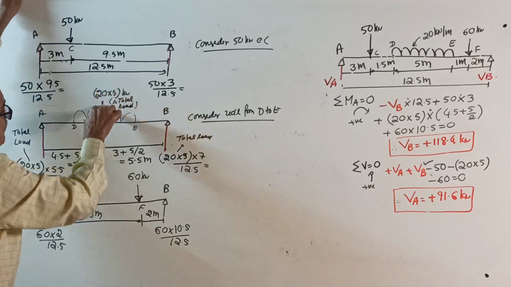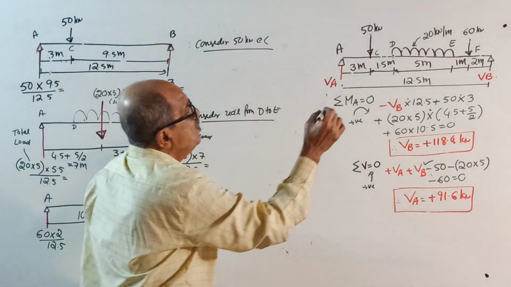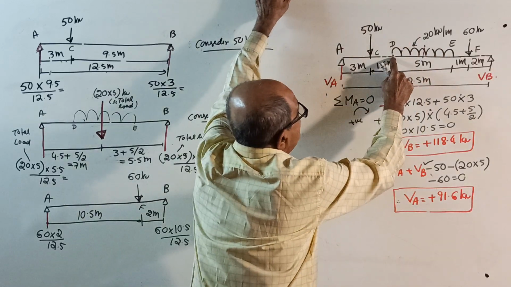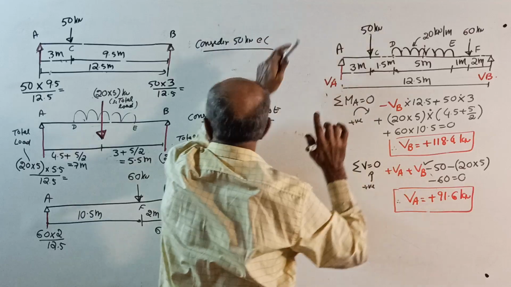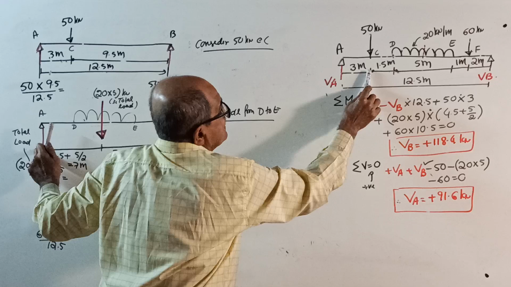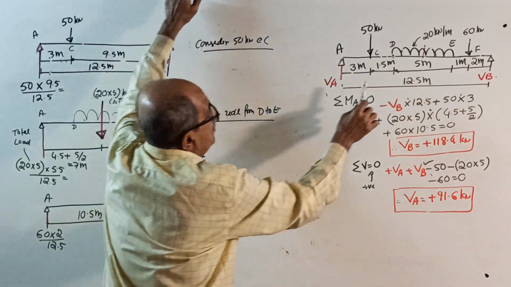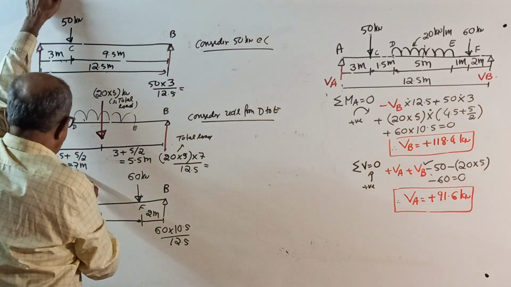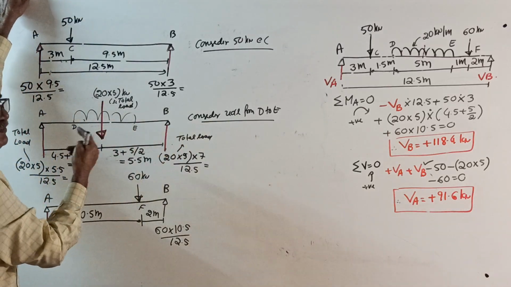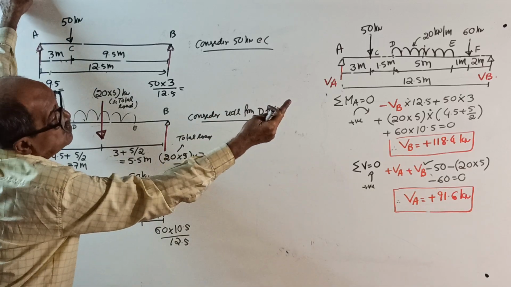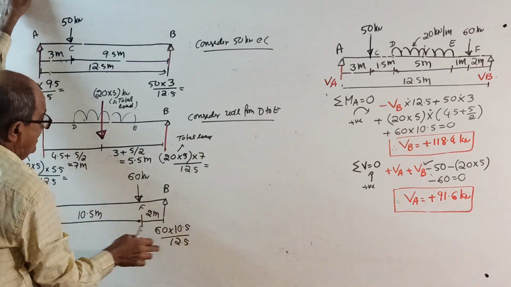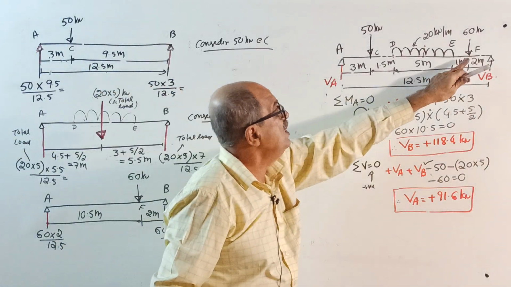Now, the line of action will be exactly through the center of the UDL. That is 5 by 2 from each end. Therefore, the distance from here will be 3 plus 1.5, that is 4.5, plus another half of 5, which gives 7 meter. From the other end, out of total 12.5, it is 5.5. Anyway, check it: 2 plus 3, that is 2 plus 1, 3, plus another half of 5. Lastly, consider only the 60 kilonewton.